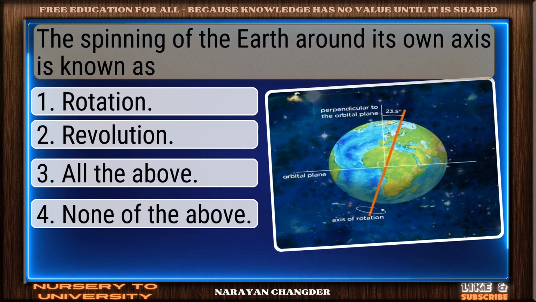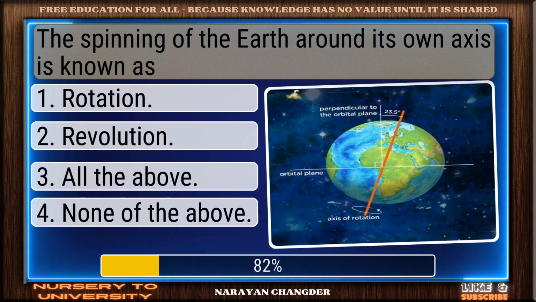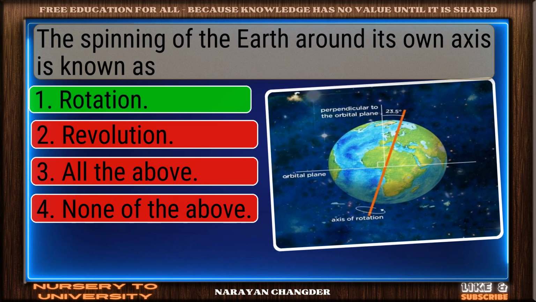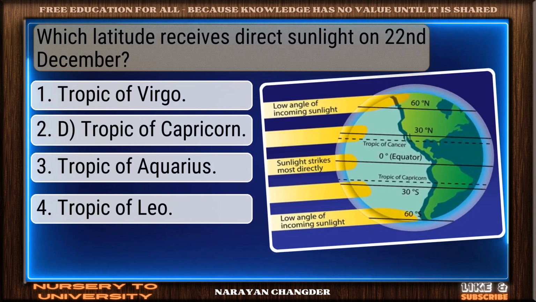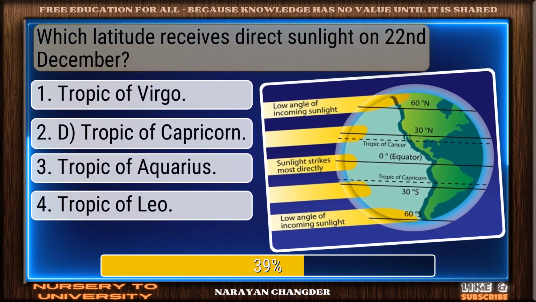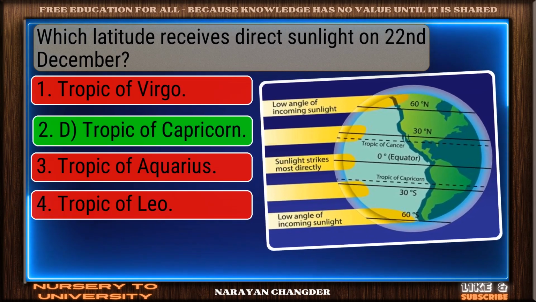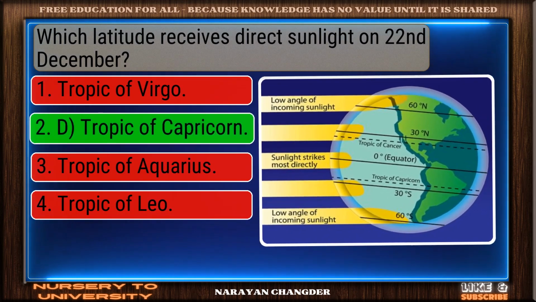The spinning of the Earth around its own axis is known as... Well done. Rotation is the right choice. Which latitude receives direct sunlight on 22nd December? On track. D. Tropic of Capricorn is the correct answer.